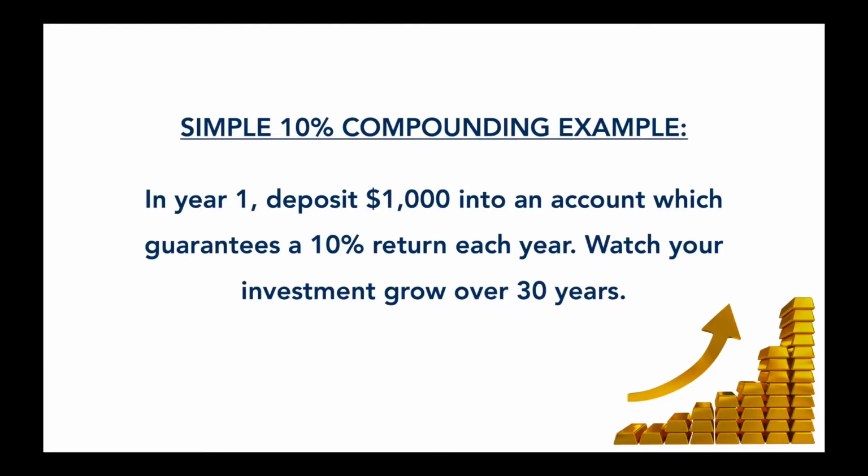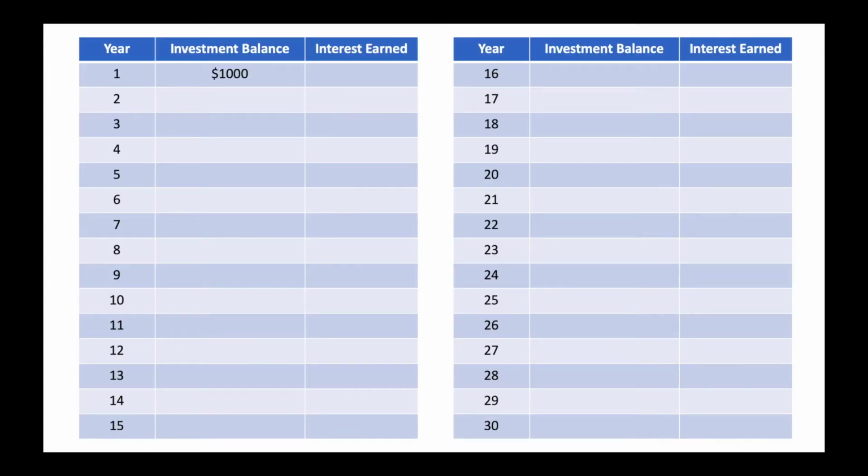So in this example, we're going to start off by depositing $1,000 into an account in year one. This account generates a 10% return each year, and we're going to watch to see what happens to our initial $1,000 investment over 30 years. So here we can see our initial balance of $1,000 in year one. Because we get a 10% return on our investment, that equals $100 for year one.